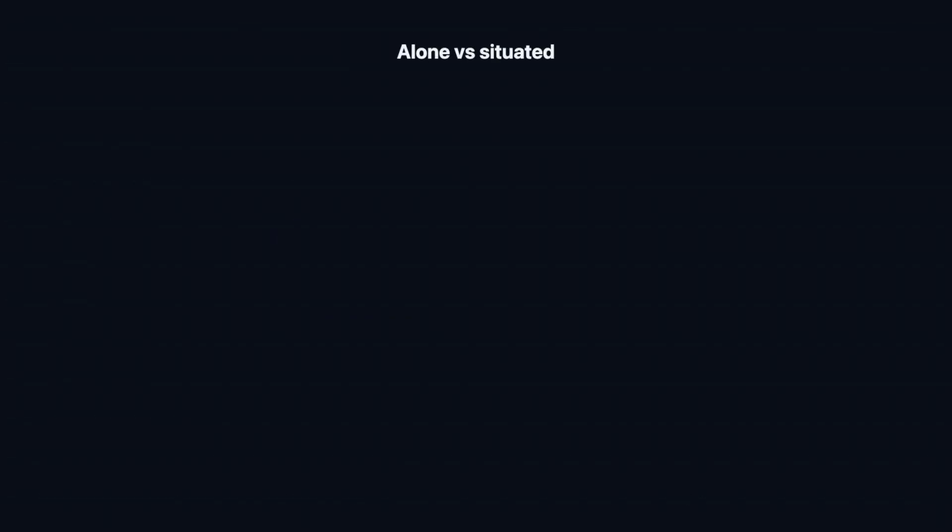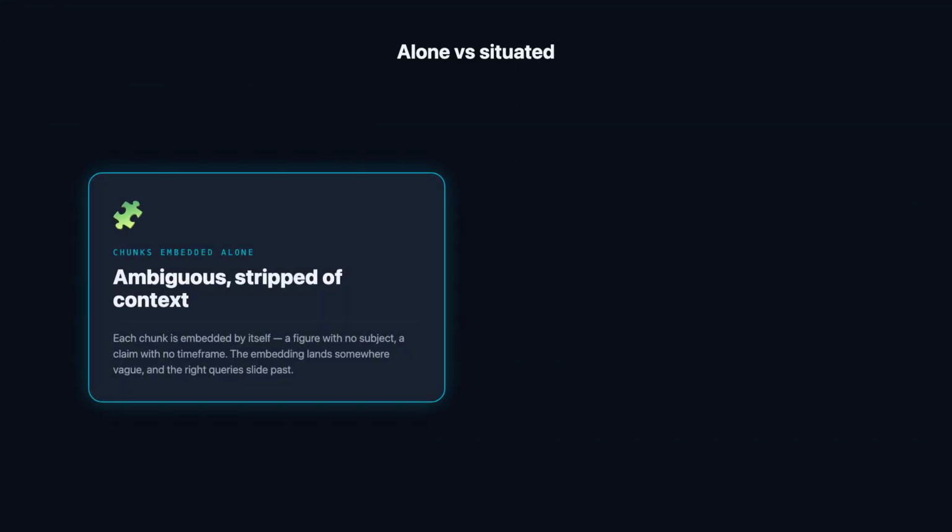So what actually changes between a plain pipeline and this one? Here it is laid side by side. In a standard pipeline, each chunk is embedded completely alone, stripped of the surrounding text. A pronoun with no antecedent, a figure with no subject, a claim with no time frame. Its embedding lands in a vague, ambiguous place, and the queries that should have matched it quietly slide right past.